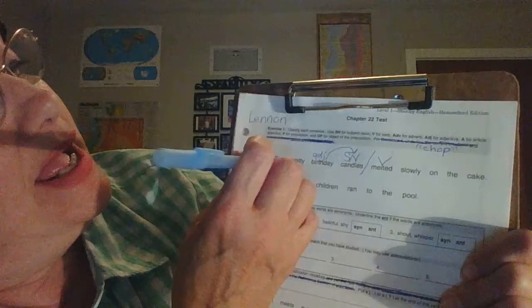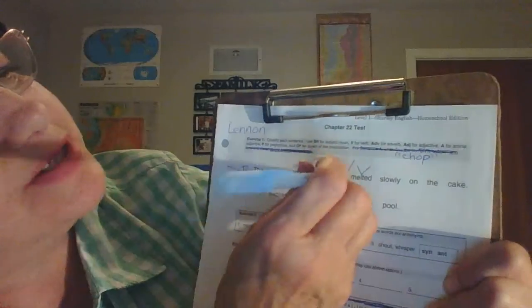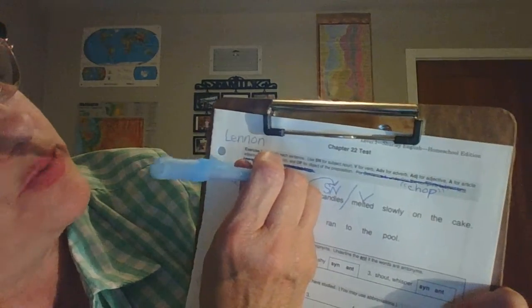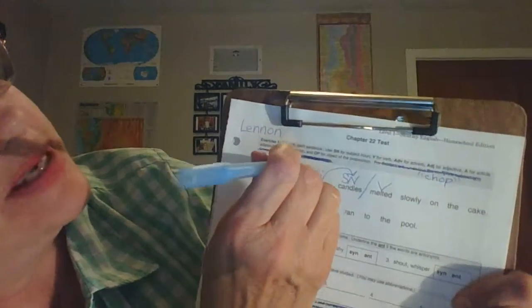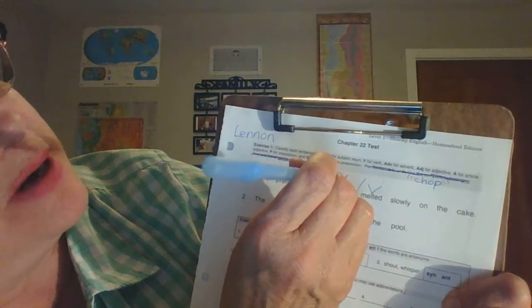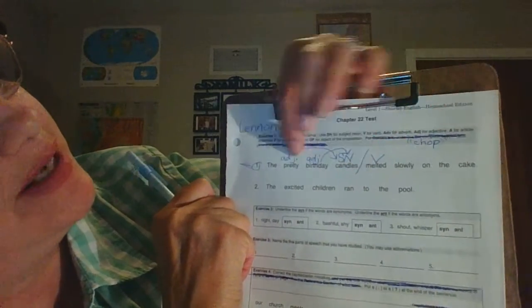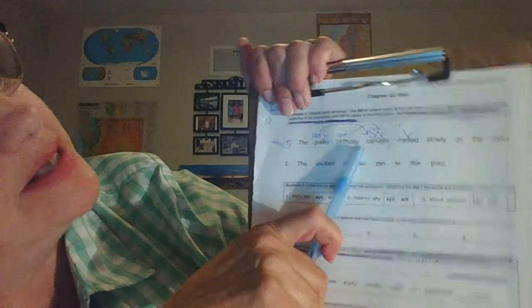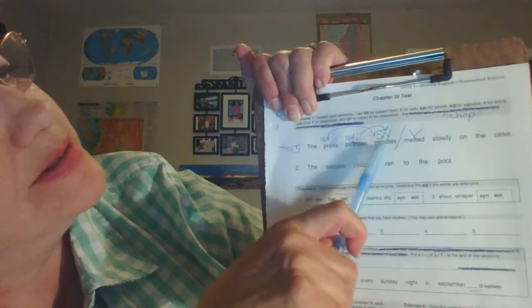This describes what kind of candles they are. They are birthday candles. And if we go here to pretty, that also describes what kind of candles they are. So we're going to put another ADJ there, because that does indeed describe our candles. Pretty candles, birthday candles. What were the candles? They were birthday candles, and they were also pretty candles.